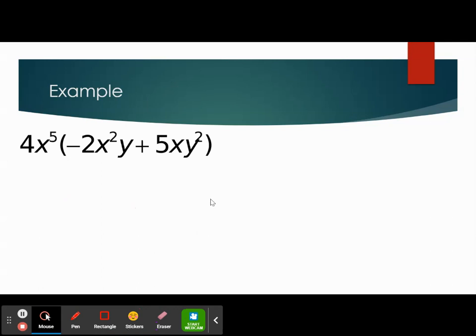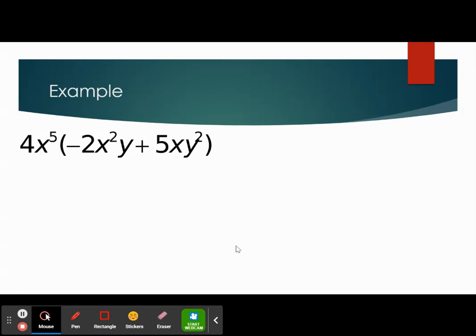We have another example. Okay, number 7. 4x to the 5th times negative 2x squared y plus 5xy squared. Okay, see how there's 2 different things inside here?